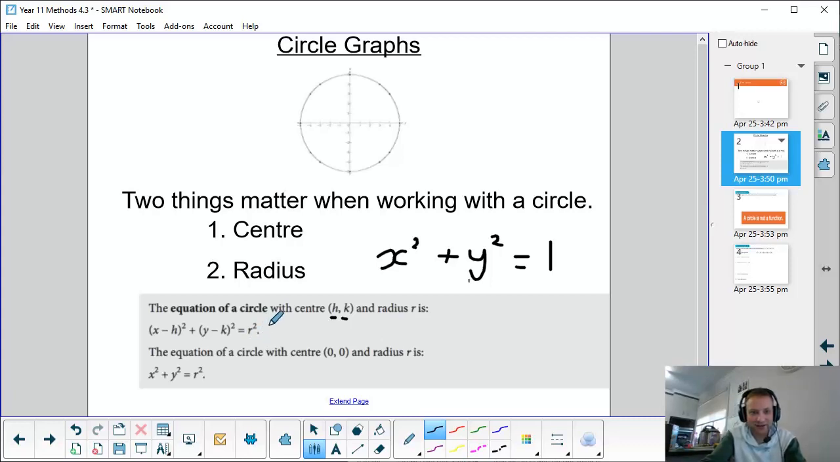Okay, so if there was like a 4 here, then the radius would be 2, right? If there's a 9 here, the radius would be 3, because 3 squared is 9. Okay, so let's just have a look at that in practice, because I think it'll make more sense once we actually have a go at it.